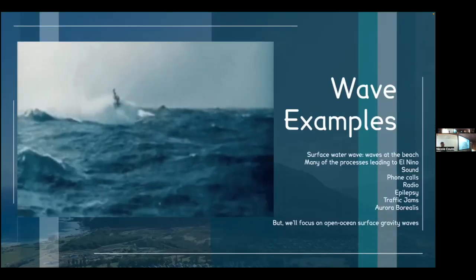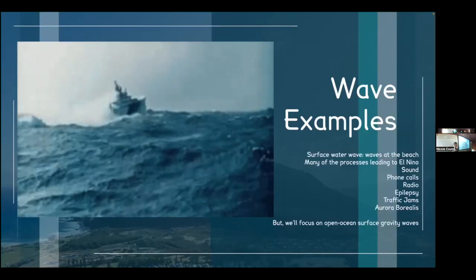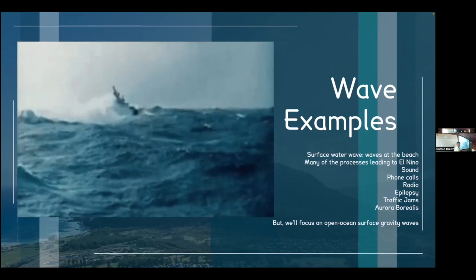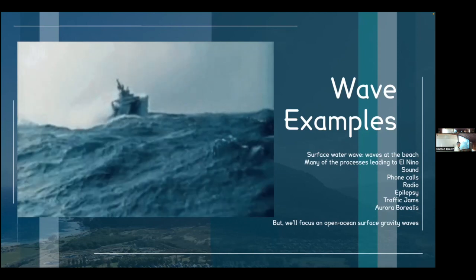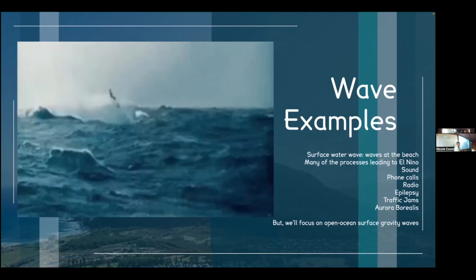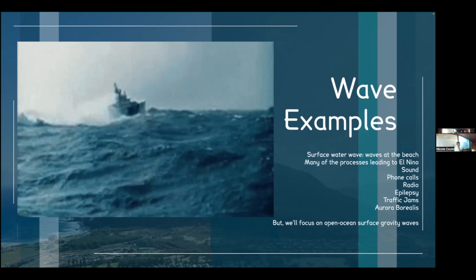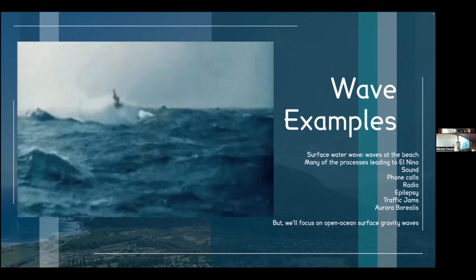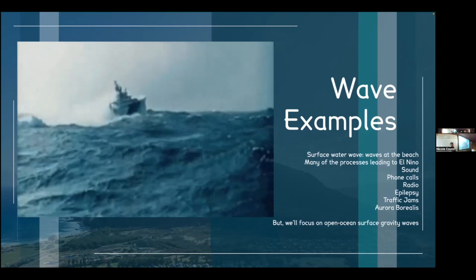So there are all kinds of waves. Surface water waves, we've already heard a little about. A lot of the processes leading to El Nino are also waves. Sound is a wave, phone calls are a wave, radio is a wave, epilepsy is a wave, traffic jams are waves. The aurora borealis is a wave. But we're going to focus on open ocean surface waves, surface gravity waves.